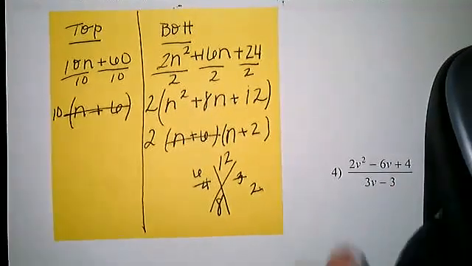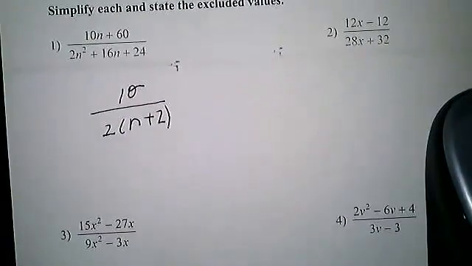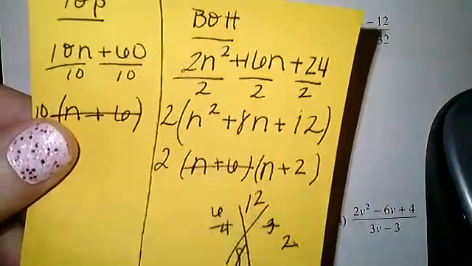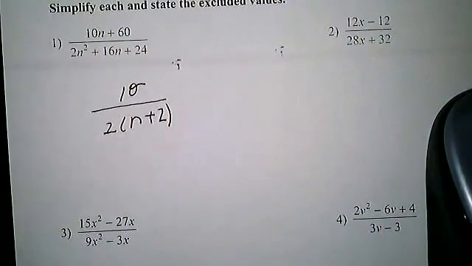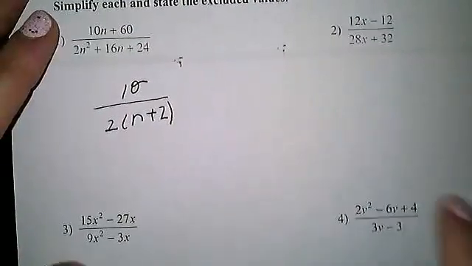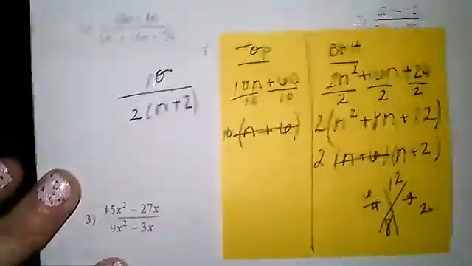All right, so your final answer is just gonna be 10 over 2 parenthesis n plus 2, because we got our leftover 10 on the top and our leftover 2(n plus 2) on the bottom. You guys see where that came from? Leftovers. I can probably fit this on my paper without needing to write on a Post-it, but anything that's left stays on the bottom or top. Any questions on that one?